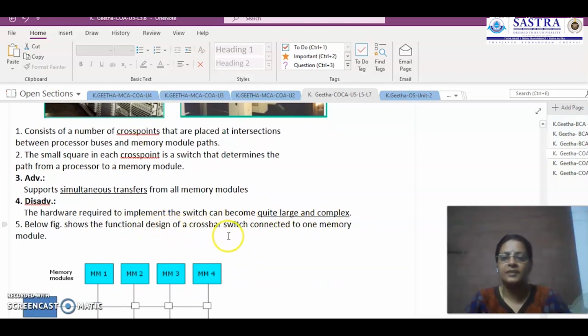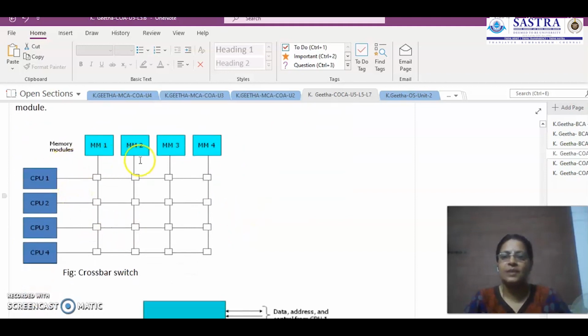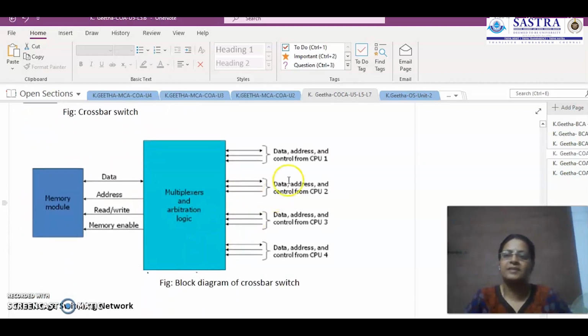The figure shows the functional design of the crossbar switch connected to one memory module. So we have already discussed this type of diagram. We have arranged the processors on one side and the memory on the other side, and these processors and memories are interconnected with each other by a crossbar switch. If we want to connect many CPUs to one memory module, we have to use multiplexers, which will resolve the arbitration and decide which CPU or which device is to be connected with the memory module and how long it should be connected.